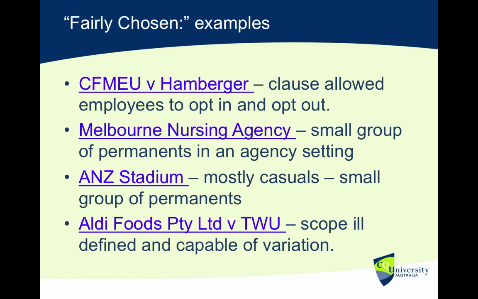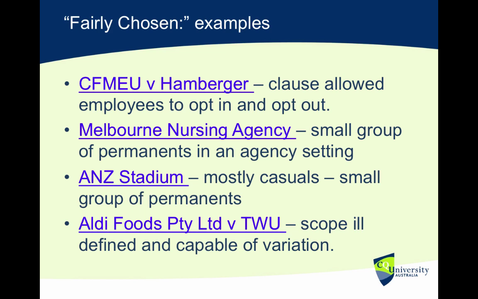So in the CFMEU and Hamburger case, there was a clause that allowed employees just to opt in and opt out, and the Commission said, well, we can't really work out whether it's fairly chosen because we don't know who we're going to be dealing with at a particular time. Being allowed to switch around like that, it prevents us from guarding against any unfairness.